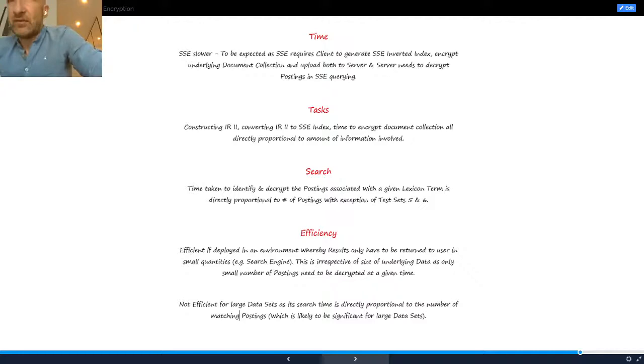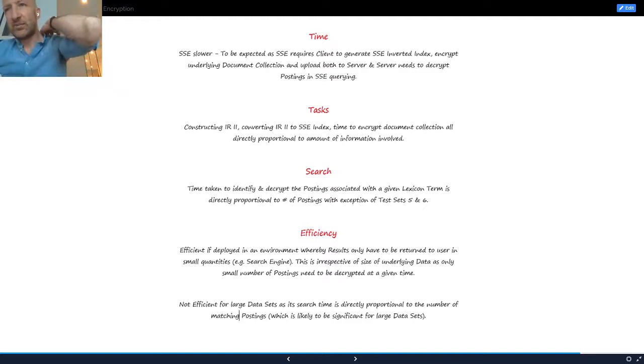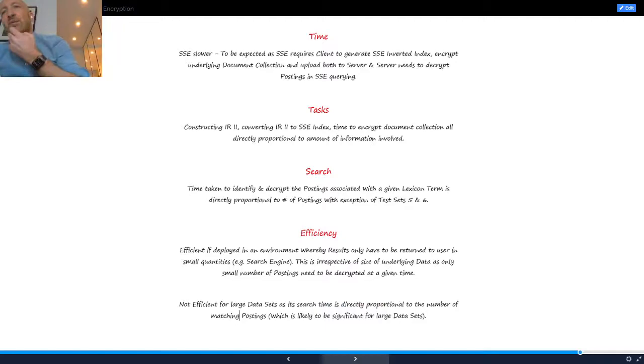Then we looked at search, the time taken to identify and decrypt the postings associated with a given lexicon term, and that was directly proportional to the number of postings, with the exception of test sets 5 and 6. And it's efficient if deployed in an environment where results only have to be returned to the user in small quantities, such as a search engine. And this is irrespective of the size of the underlying data, as only a small number of postings need to be decrypted at a given time. So it's not efficient for larger data sets, as the search time is directly proportional to the number of matching postings, which is likely to be significant for large data sets.